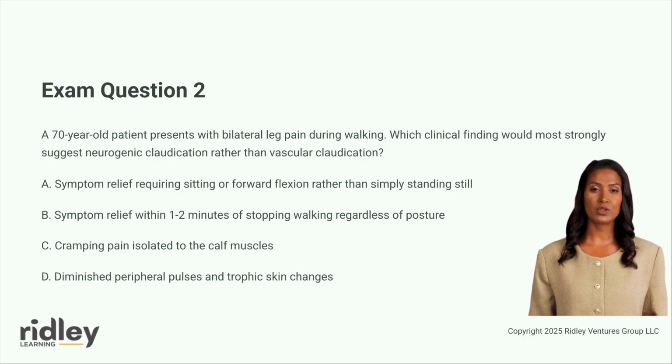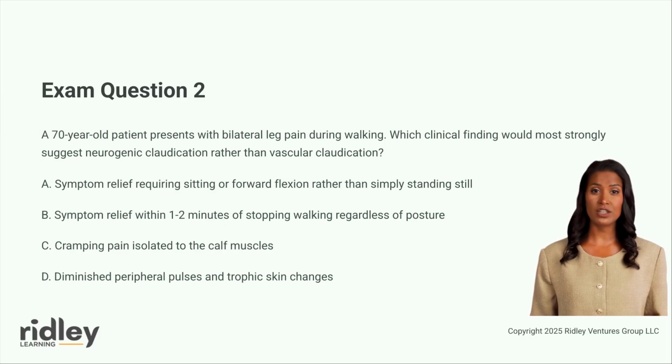Rationale. The key distinguishing feature between neurogenic and vascular claudication lies in the postural dependency of symptom relief. Patients with neurogenic claudication must change their spinal position to experience relief because their symptoms result from mechanical compression of neural structures that worsens with lumbar extension. Sitting or forward flexion opens the spinal canal and reduces this compression.